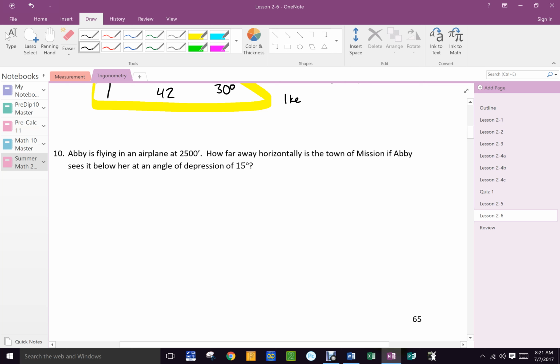Abby is flying in an airplane. Where are airplanes? Up in the sky. So I better put Abby 2,500 feet up in the sky, yes? How far away is the town of Mission if Abby sees it below her at an angle of depression of 15? Where is the town? Up in the sky or down on the ground? Down on the ground. Excellent. Here is Mission. Here is the plain.